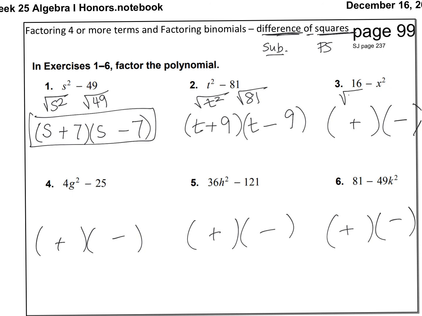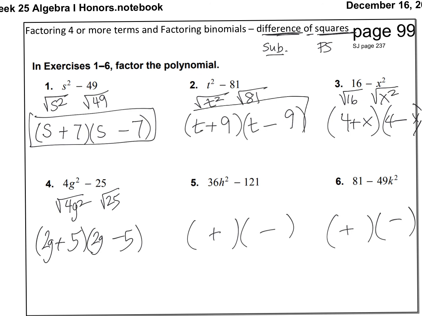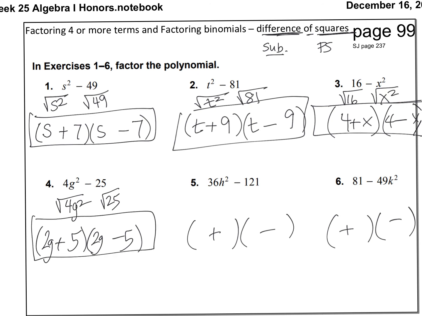For the next one, the square root of 16 is 4. The square root of x squared is x. The next one, the square root of 4g squared is 2g. The square root of 25 is 5. And all of these are finished. I didn't circle them. Factoring a sum and difference of squares is easy if you can remember this pattern. Students who say that they don't understand just do not realize it is simply a pattern that you have to be able to recognize.